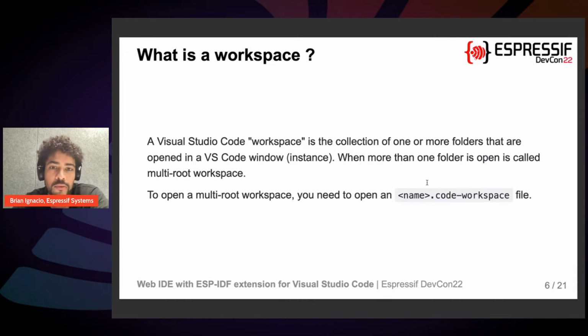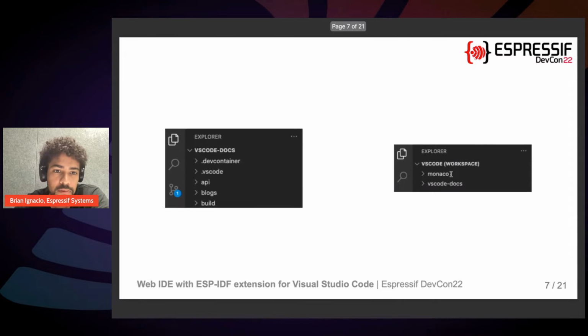How do you define a workspace? You use a file called your-name.code-workspace. In this file, you define each of these workspace folders. For example, here you can see how it looks in the Explorer window.